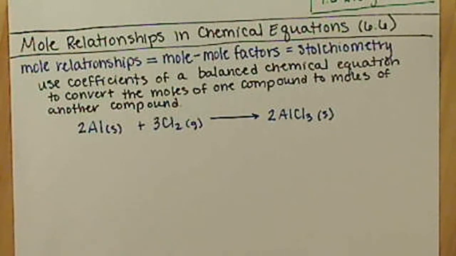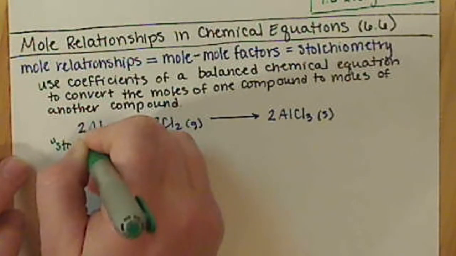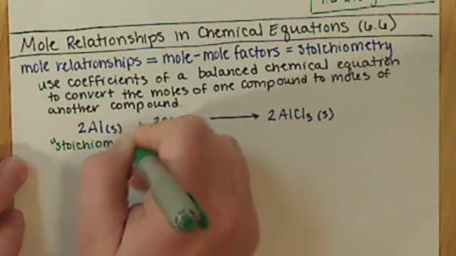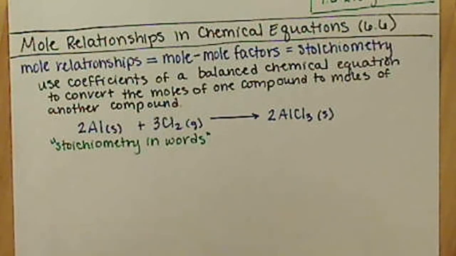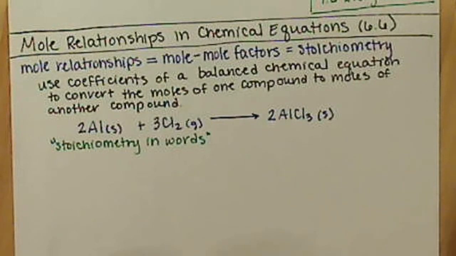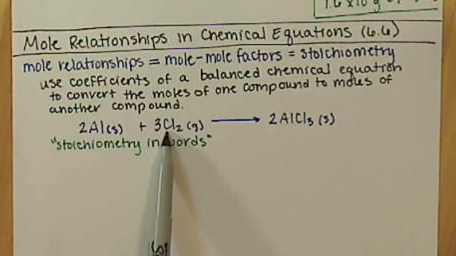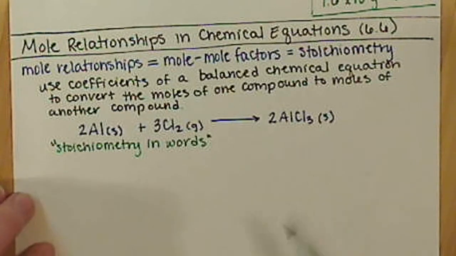So if we look at this concept of stoichiometry in words, if I were to describe this relationship, what it means is for every 2 moles of aluminum that react with 3 moles of chlorine, 2 moles of aluminum chloride are formed.